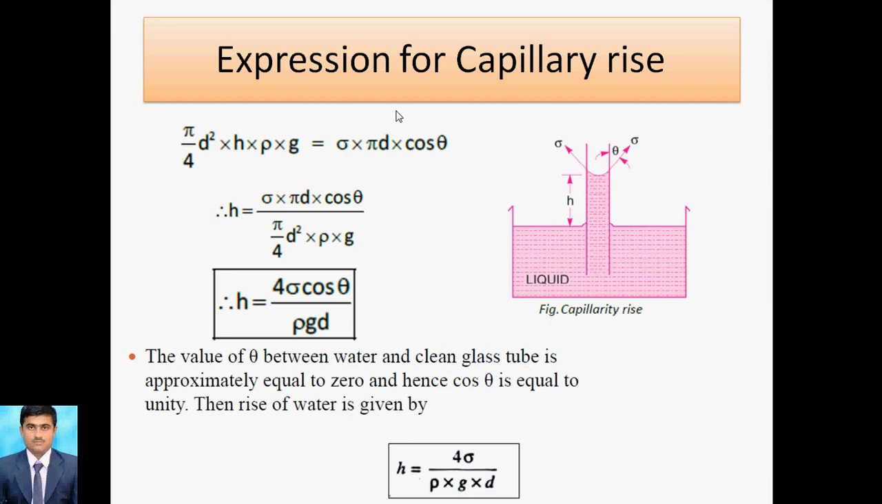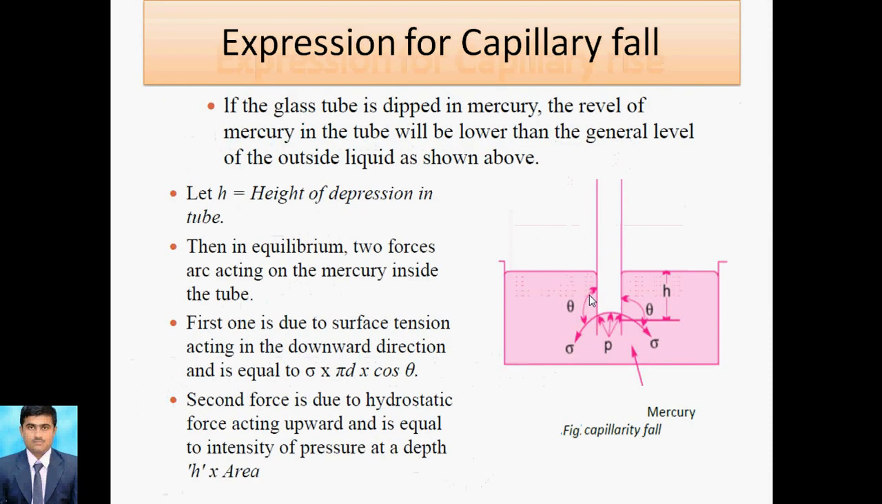Now we will discuss the same for capillary fall. The same effect will be there, but instead of the convex shape, a concave shape is there in capillary fall. So the next effect is capillary fall. θ is the angle of contact, between the curvature and our vertical tube, and that height is nothing but h, correct? So h is the height of depression.